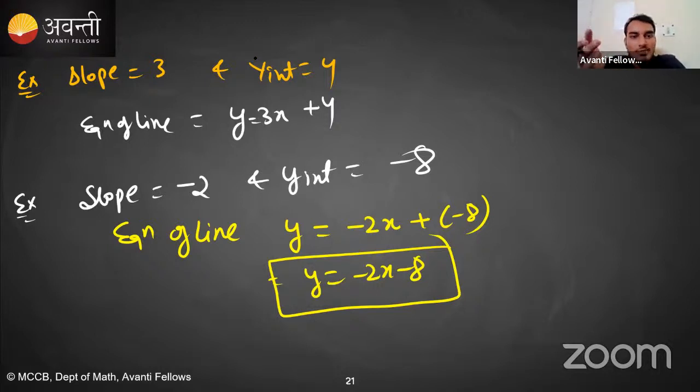So the point slope form is clear, two-point form is clear, slope and slope intercept form is clear. Any doubt so far, students? Let me know quickly in the chat box. Is there any doubt so far? Okay, very good, Anantan, very good.